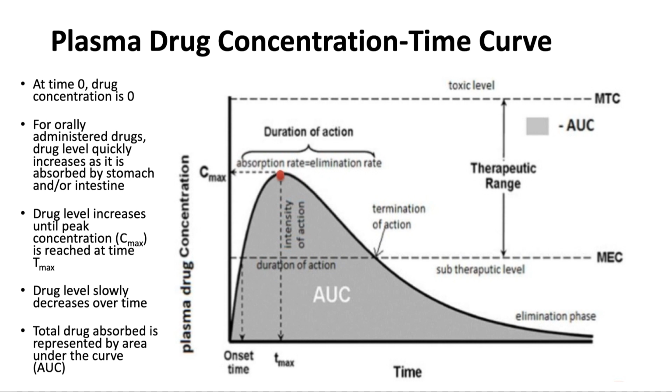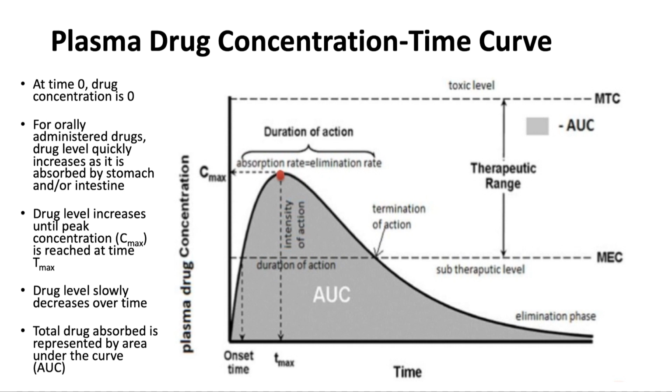Now, at times past Tmax, you'll notice that the elimination rate is greater than the absorption rate, to where there may not even be any absorption at that point, and that's why the curve is slowly going down. So the curve then goes down over time due to the elimination phase, and you'll notice at the far end of the right, it's almost completely gone. Okay, the levels of plasma concentration have gone nearly back to 0.